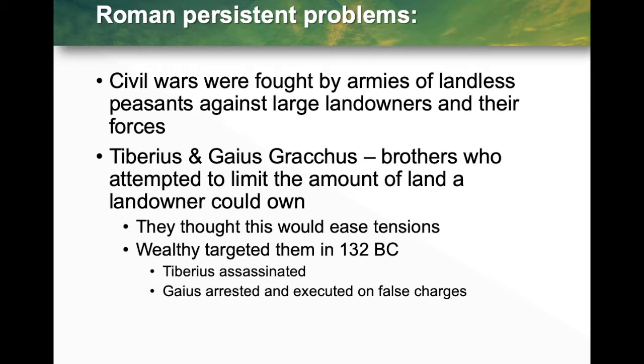So they saw the issue. They wanted to try to help solve it. They wanted to appease the issue, but it didn't work out for them, and they both were killed.